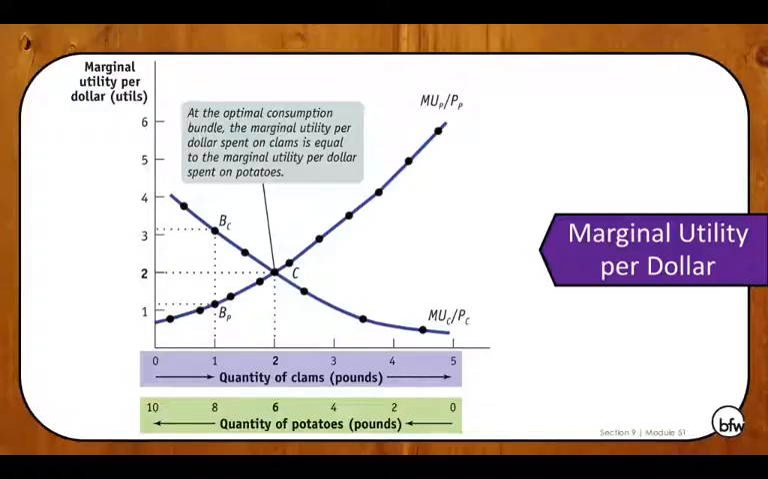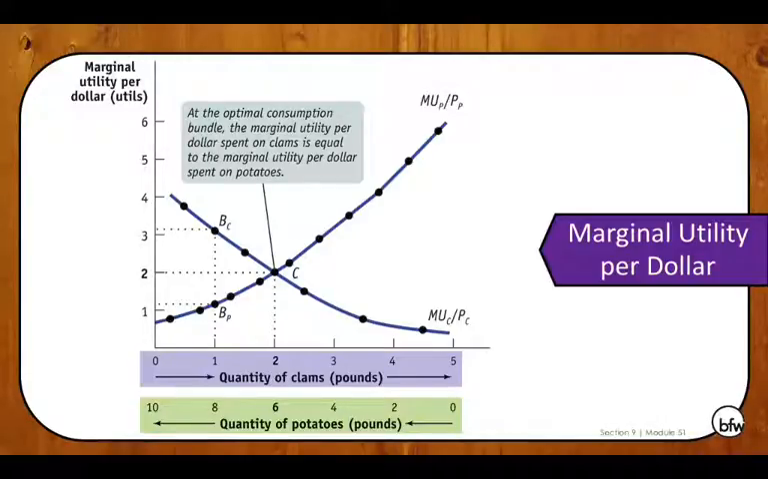At the optimal consumption bundle, the marginal utility per dollar spent on clams is exactly equal to the marginal utility per dollar spent on potatoes. And that is at a quantity of 2 pounds of clams and 6 pounds of potatoes. And so that is the combination of clams and potatoes that will maximize his utility. And so by using the utility maximizing rule, where the marginal utility of one good divided by the price of that good is equal to the marginal utility of the other good divided by the price of that good, where they're equal to each other, that is the combination that will maximize utility.